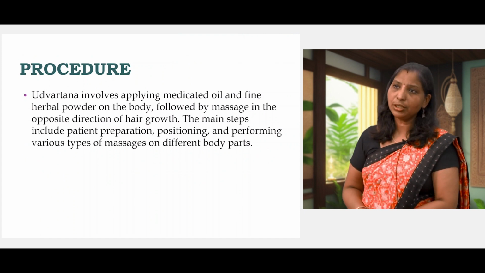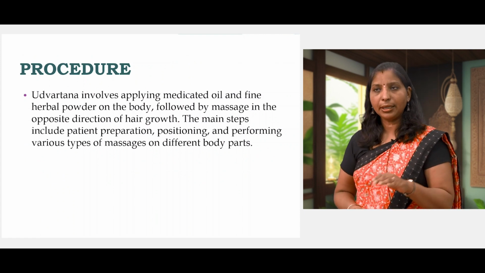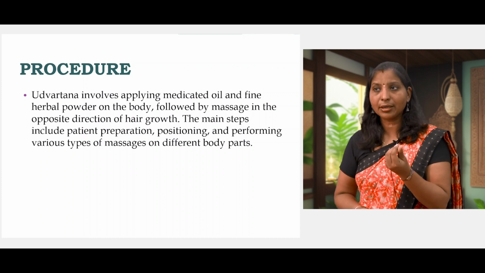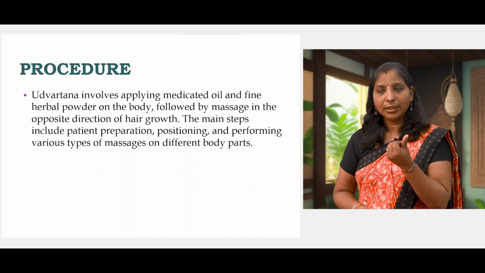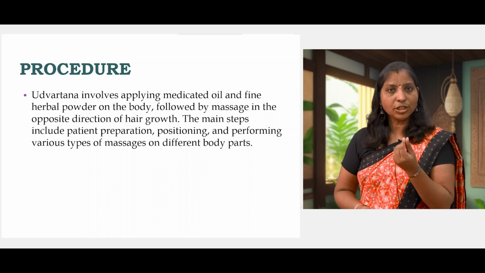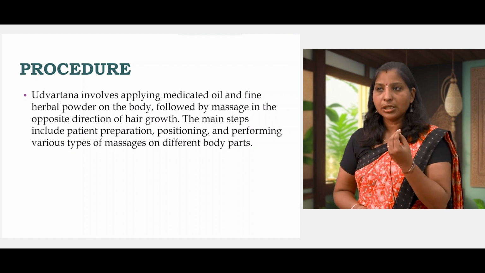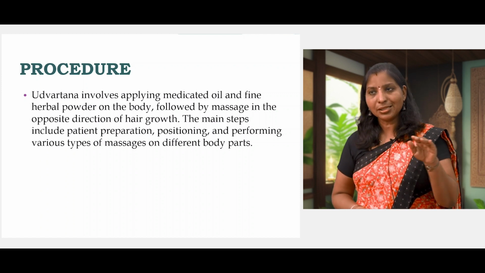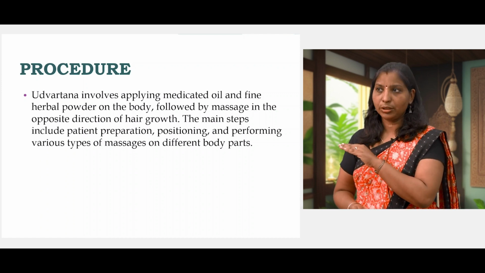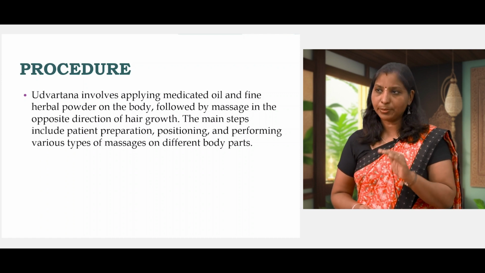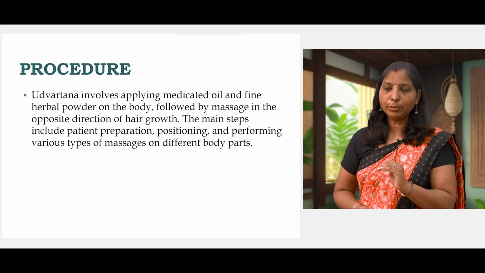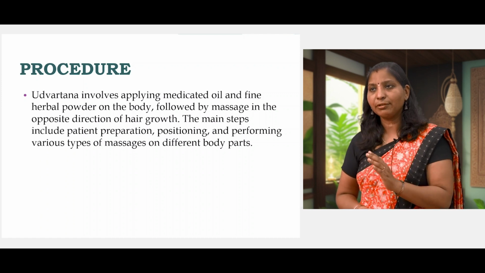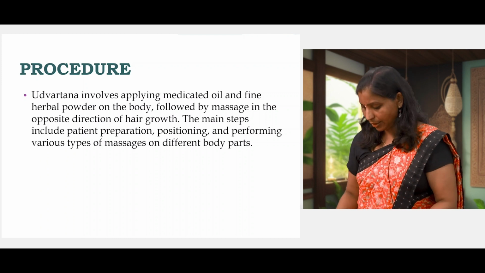Coming to the detailed procedure, Udvartana involves applying medicated oil and fine herbal powders on the body. It should not be dry or coarse powder, as it may start skin irritation. That is why it should be a fine herbal powder, followed by massage in the direction opposite to hair growth. The main steps include patient preparation, positioning and performing various types of massages on different body parts. Usually we do it in the same 7 positions that we follow in Abhyanga.